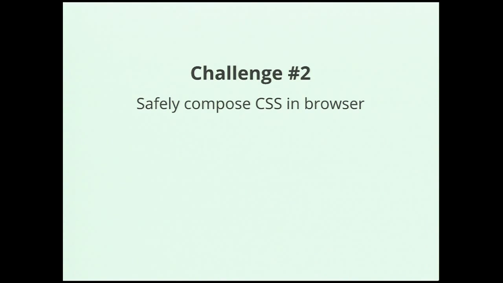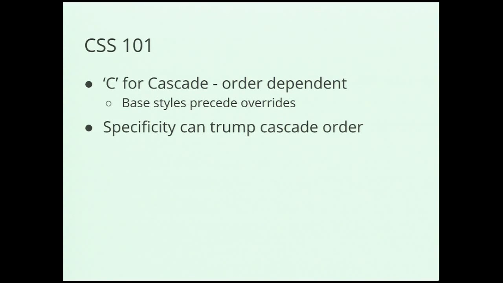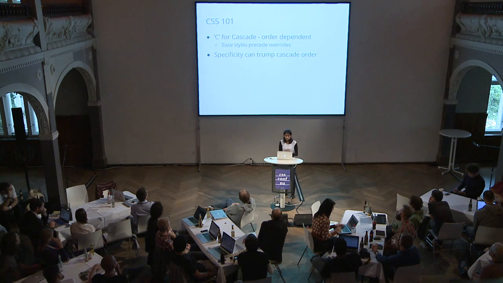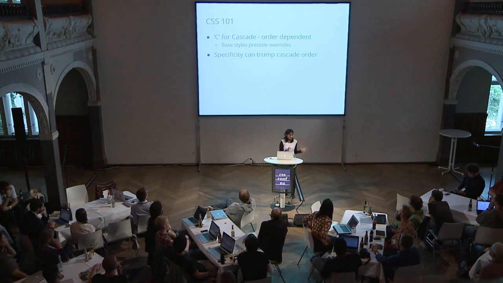So moving on to the next challenge here, how do we safely compose the CSS in the browser? To set the background for this, I have to reiterate the basic points of CSS, which is order and specificity. CSS is inherently order dependent. If you have base styles and you have overrides for these styles, the base styles must be ordered before the overrides. And specificity can trump order.